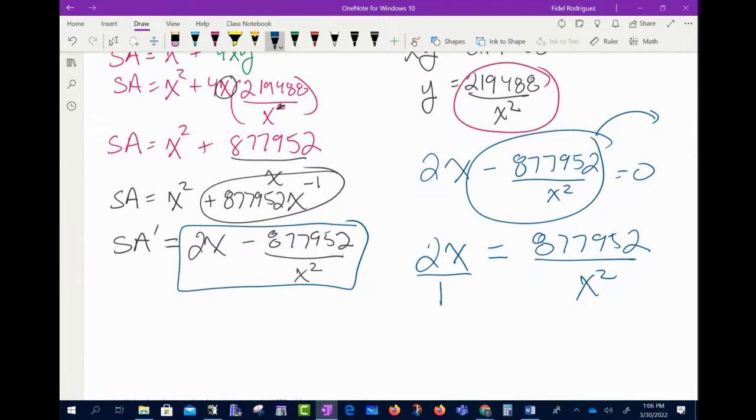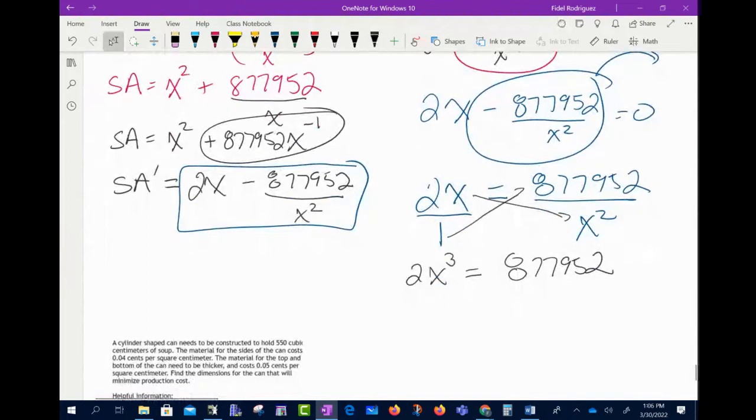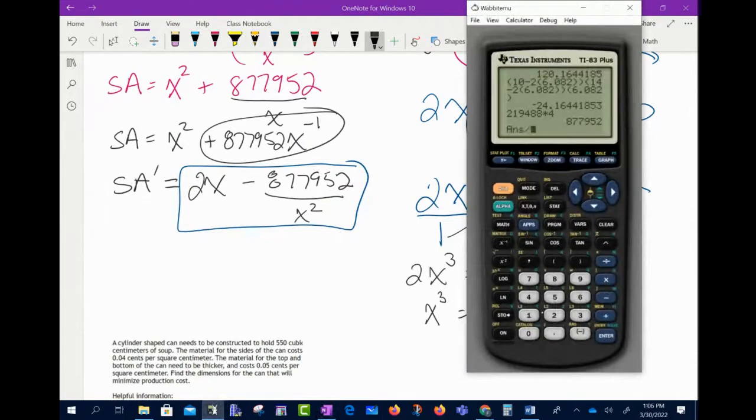I can think about that 2x as 2x over 1, and now we can just cross multiply. So 2x times x squared gives me a 2x to the third. 1 times 877,952 is still 877,952. Right? How do we get rid of the 2? Divide it by 2. So let's divide that number by 2. Okay. And I'm coming up with 438,976.